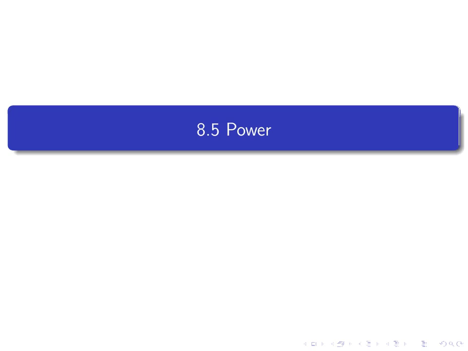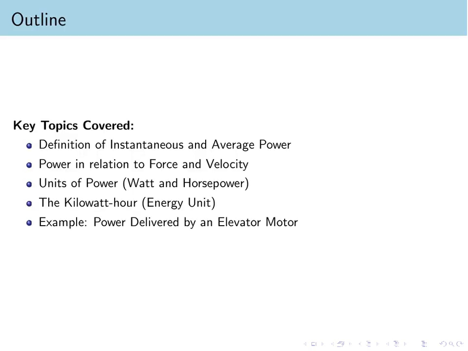8.5. Power. The outline of this video is as follows. We will explore the concept of power, which relates work to time. We will define instantaneous and average power, and look at how power relates to force and velocity. Then we will discuss the units of power, specifically the watt and horsepower, and clarify the kilowatt hour. Finally, we will apply these concepts to an example involving an elevator motor.